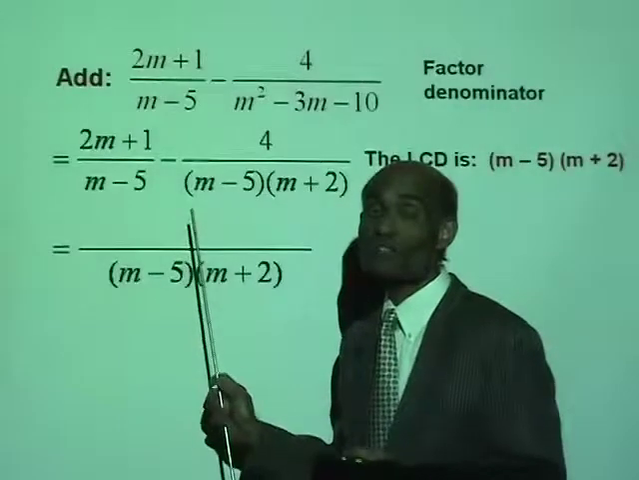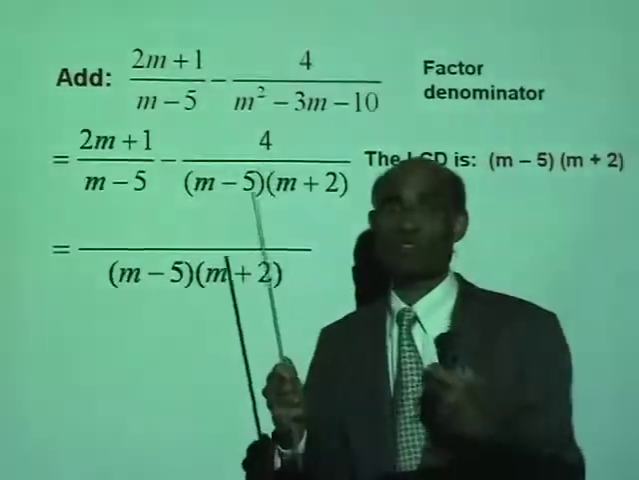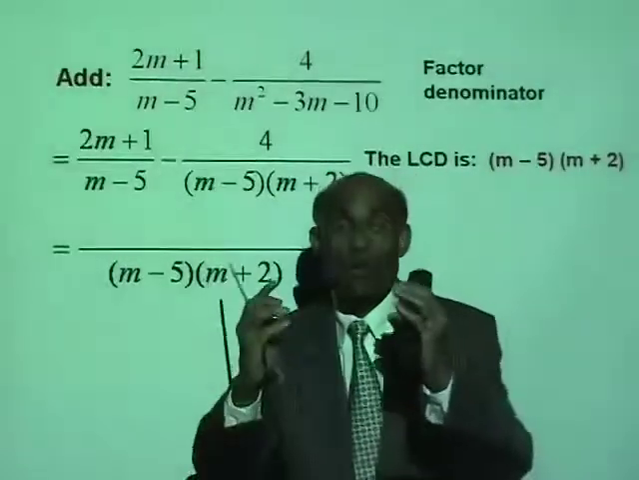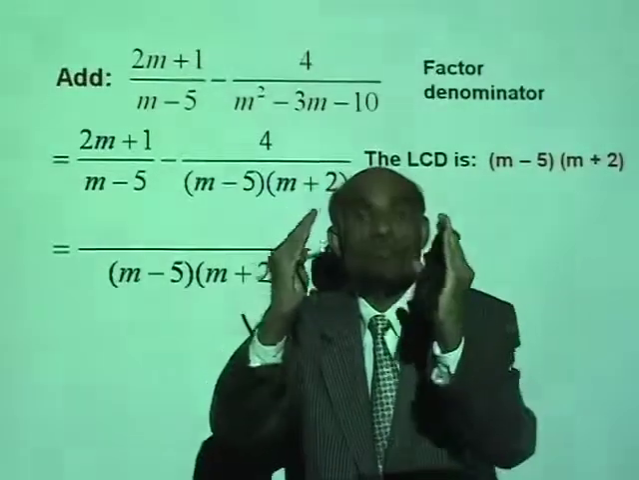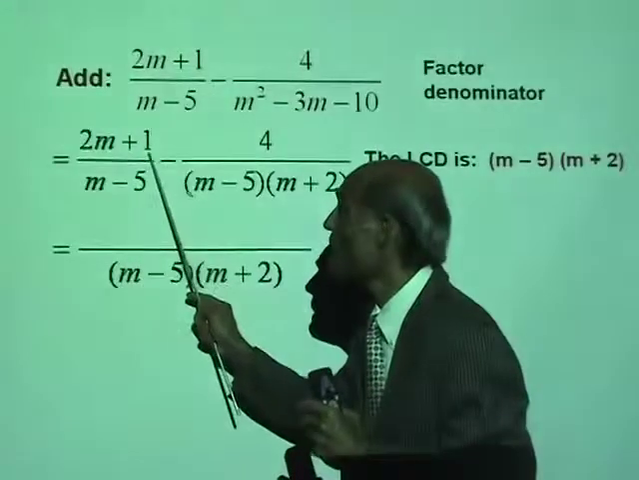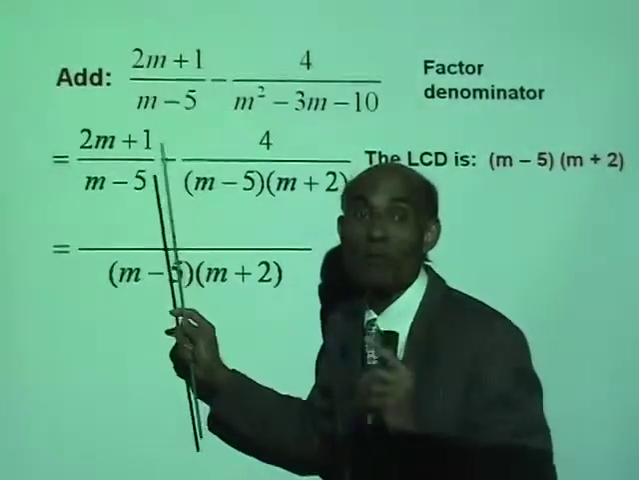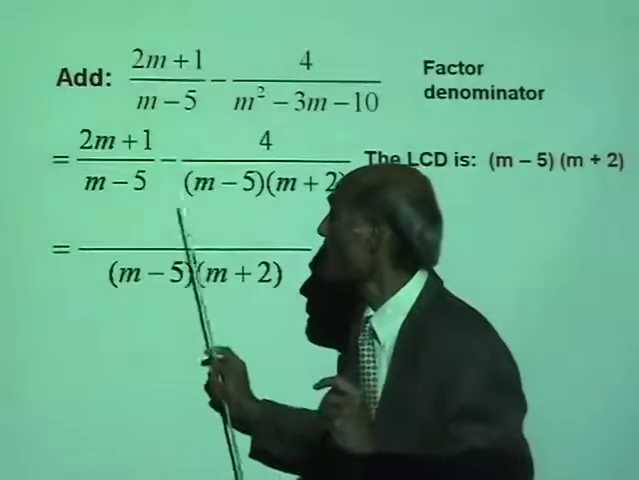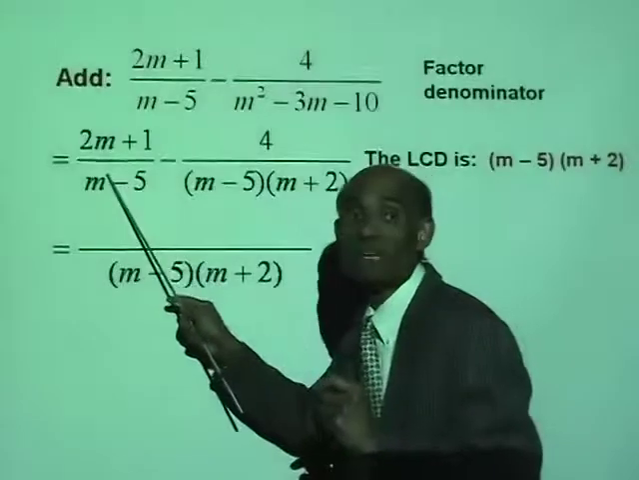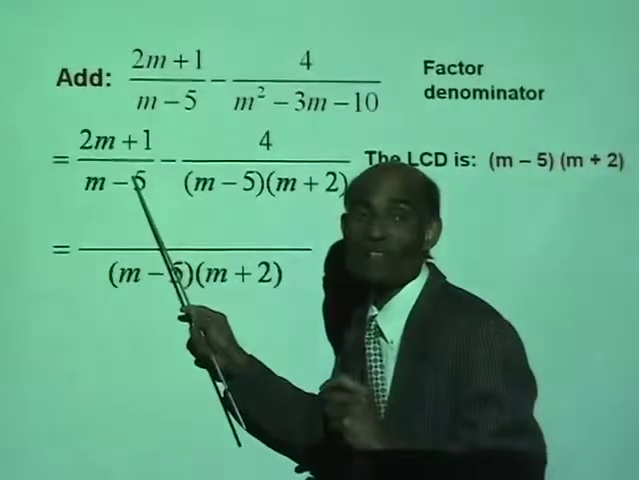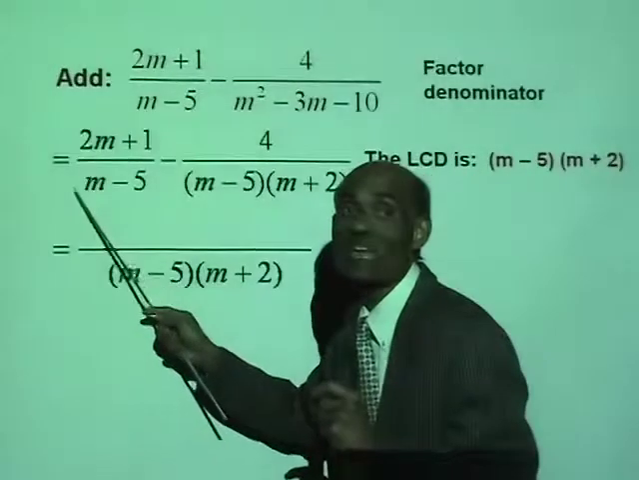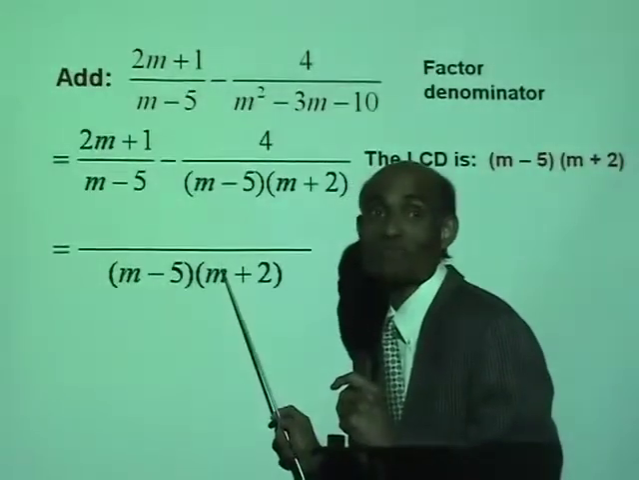If you haven't understood it, this is the time to really get a grasp on this. Now, this quantity 2m plus 1, when I say quantity, it means you need to put that in a parenthesis. You see? This quantity 2m plus 1 will be multiplied by what? Multiplied by the factor in the LCD that is missing on this denominator. What is the factor in the LCD that is missing here? That is m plus 2.